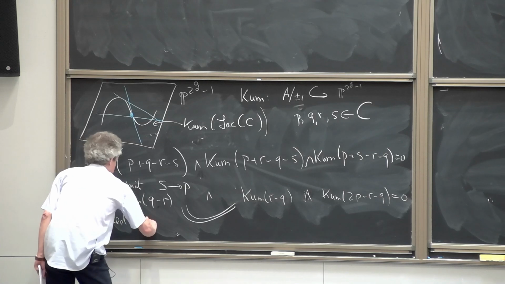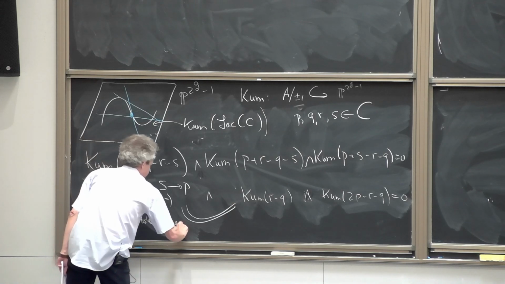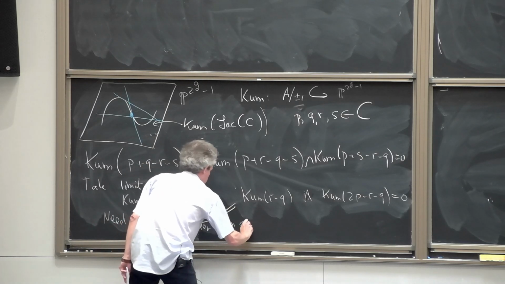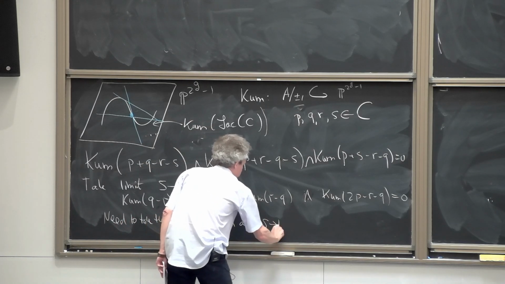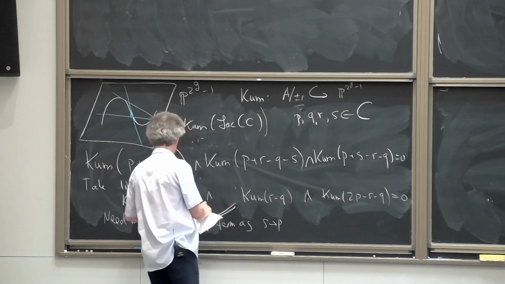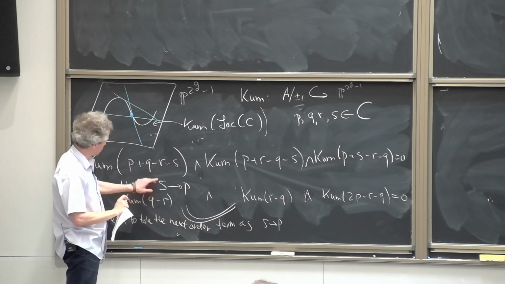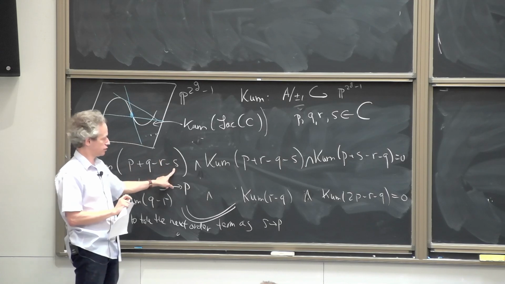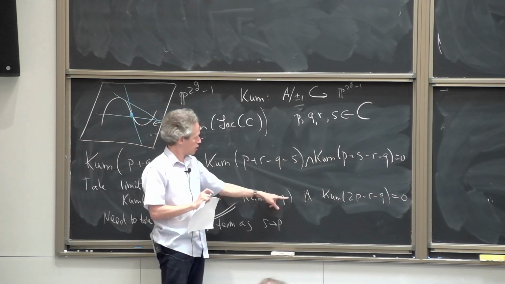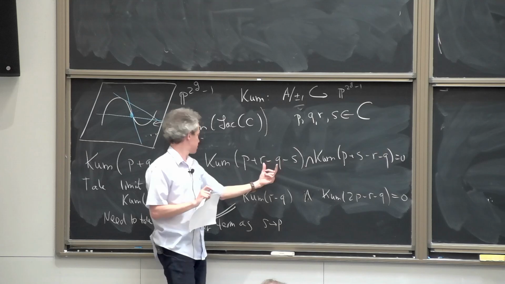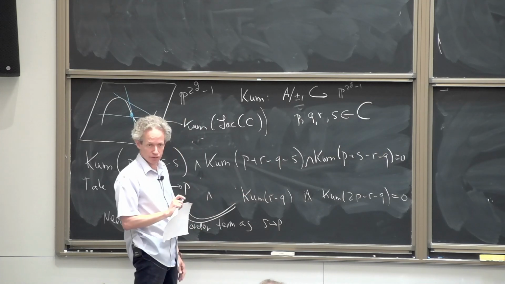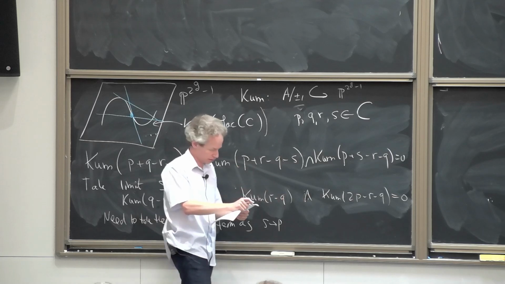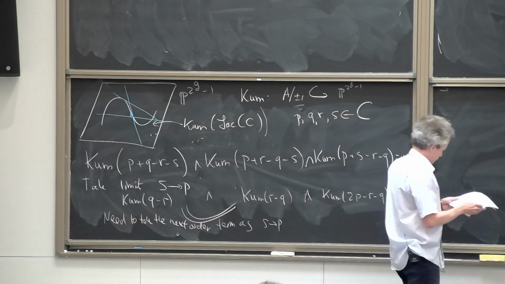Need to take the next order term as S goes to P and expand, right? So what am I going to get here? So here I get Q minus R plus somehow the infinitesimal P minus S term. Here I get R minus Q minus the infinitesimal P minus S term or something like that, right? If I do this correct. Sorry, also plus, but if I flip the sign, it will be with a minus.